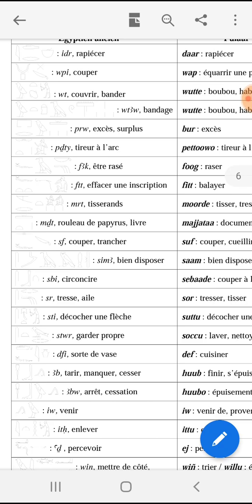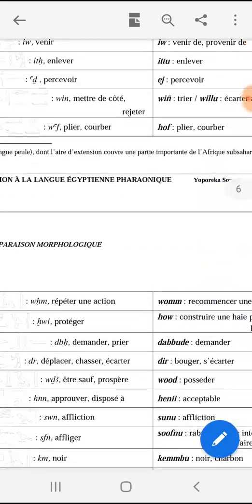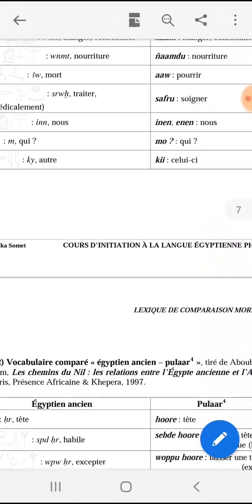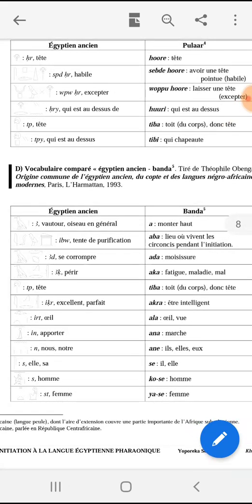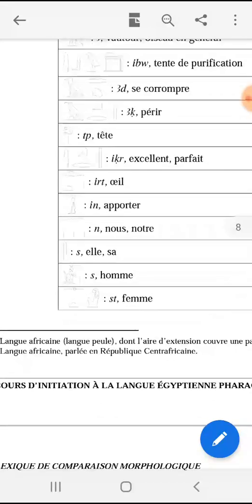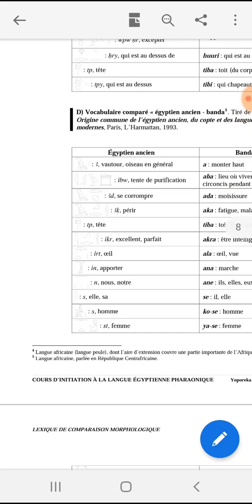In Medu Netcher, you have the word Ser, meaning a lock, as in the hair, or braid. Actually, it's more braid. In Pular, you have Sor, which means to braid. Moving right along with another language. Comparison between the Medu Netcher and Banda. Banda is a language spoken in the Central African Republic.